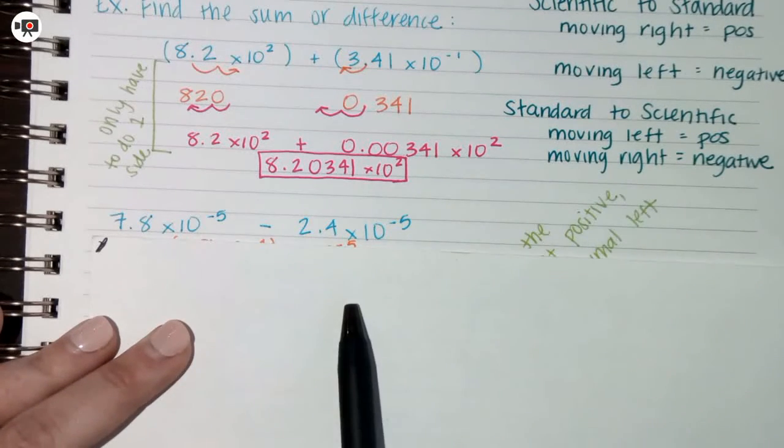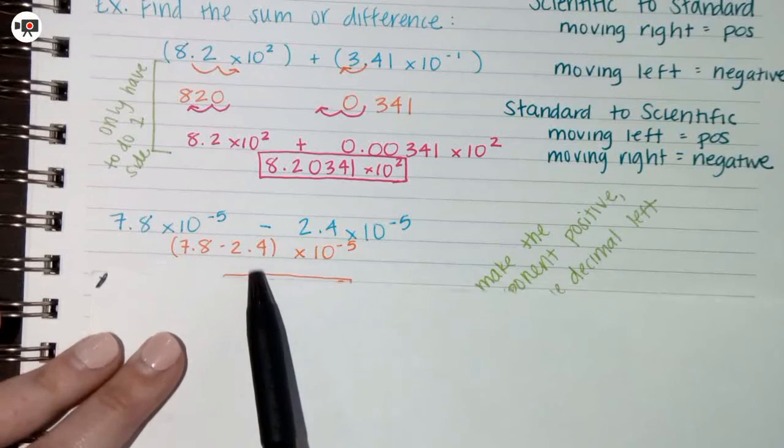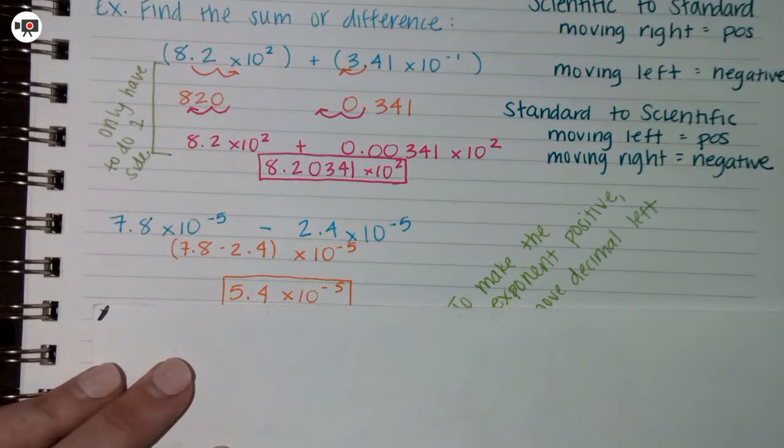So here, this one is a little easier again. I already have the same powers, so just subtract the factors in front. So you get 5.4 times 10 to the negative 5th.